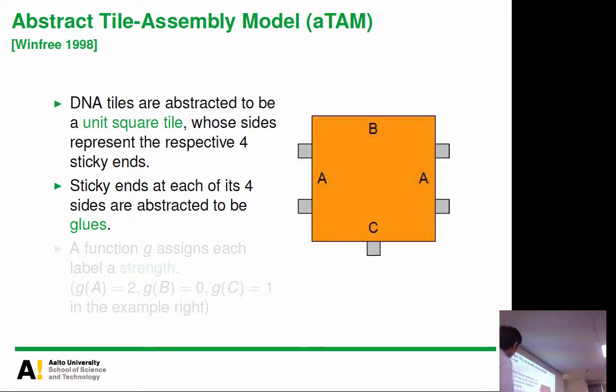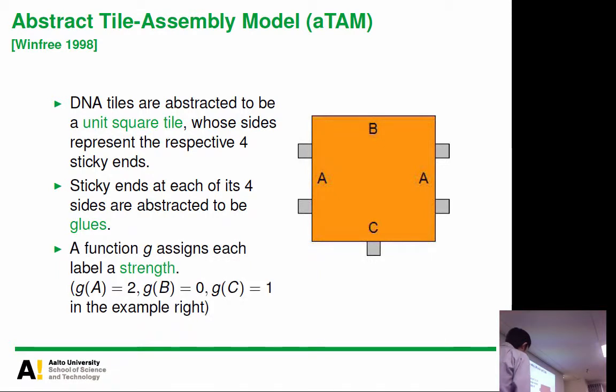And then sticky ends have their own sequences, like ATT or CCG or ACT. So it's just abstracted to be some letter, like A or B or C. Also we have this function G which assigns each letter a strength. Strength is just a number like 0 or 1 or 2. So in these figures, this B doesn't have any strength to bind. This A has a strength 2, which is strong. This C has a weak strength.